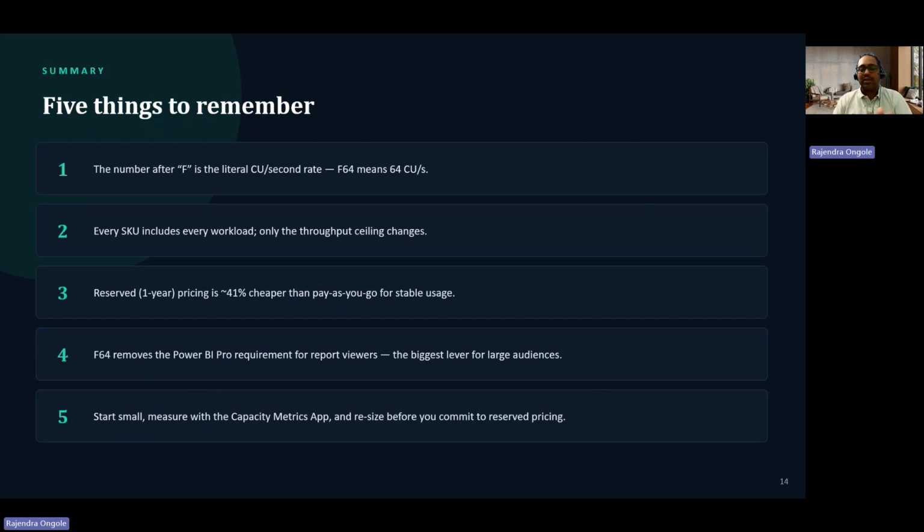Okay, all the workloads are available. Either you can go with pay-as-you-go or reservation. And F64 removes the Power BI Pro license requirement for the end user. That is a very big advantage if you are working with a larger audience, sharing the reports to global stakeholders. Start small, check the capacity metrics, and resize as per the allocations, utilities, and throughputs. After observing everything, you can resize the capacity.